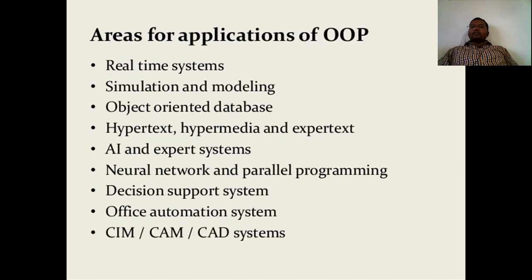Areas of application of object-oriented programming. First is real-time systems, simulation and modeling, object-oriented databases, hypertext, hypermedia, AI (artificial intelligence) and expert systems, neural networks and parallel programming, decision support systems, office automation systems, CIM, CAM, CAD systems. Everywhere there is a use of object-oriented programming.